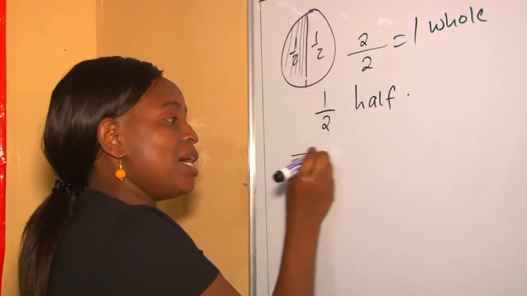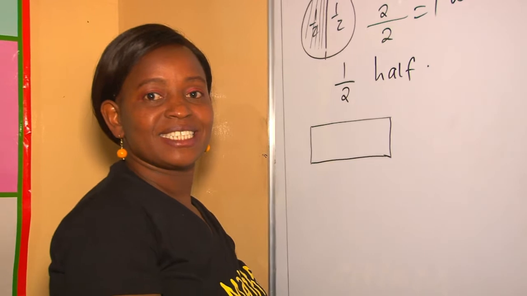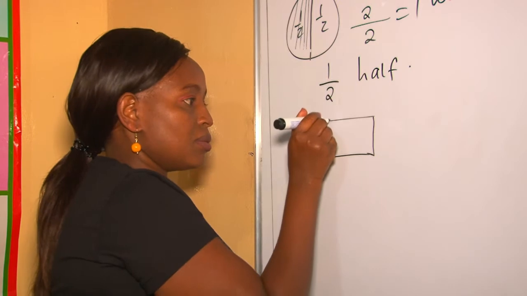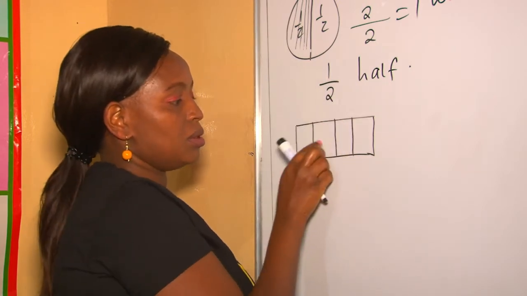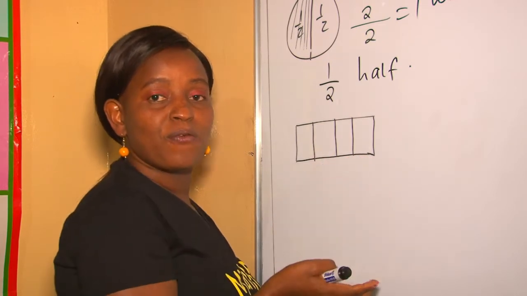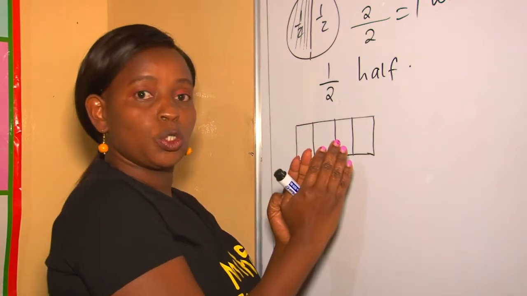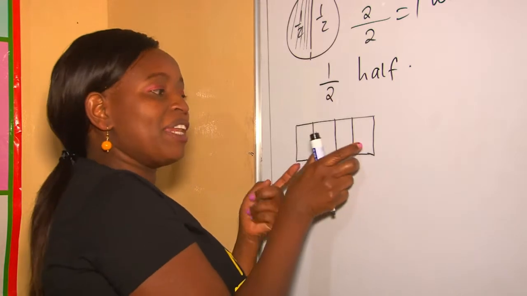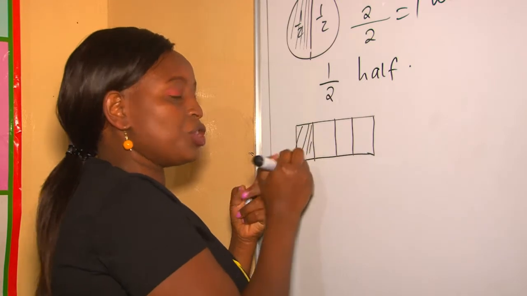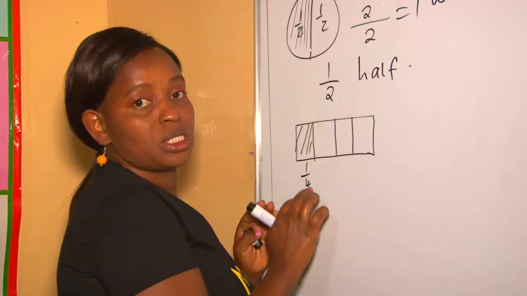We can also have bars, a bar of chocolate to share with 4 children. Now these are 4 parts, as you can see. If you have 4 children and you have only 1 bar of chocolate, each child can get a portion of that 1 bar of chocolate. So by dividing the bar of chocolate into 4 equal parts, each child gets a fraction, a portion of that chocolate, which is 1 out of 4 portions.